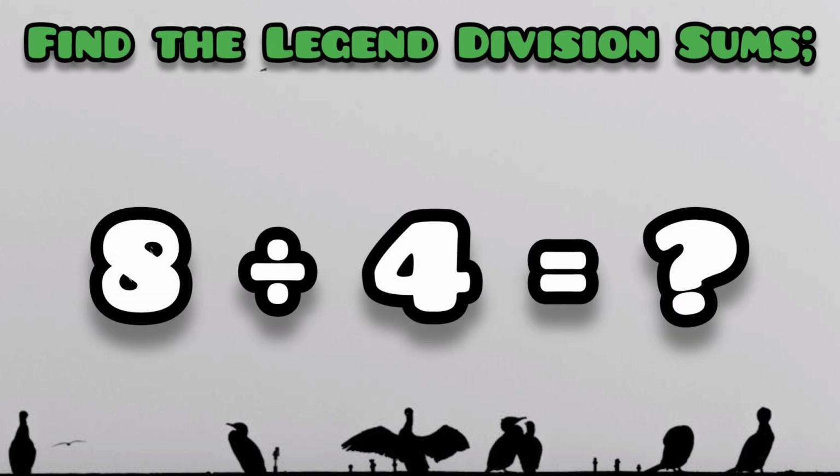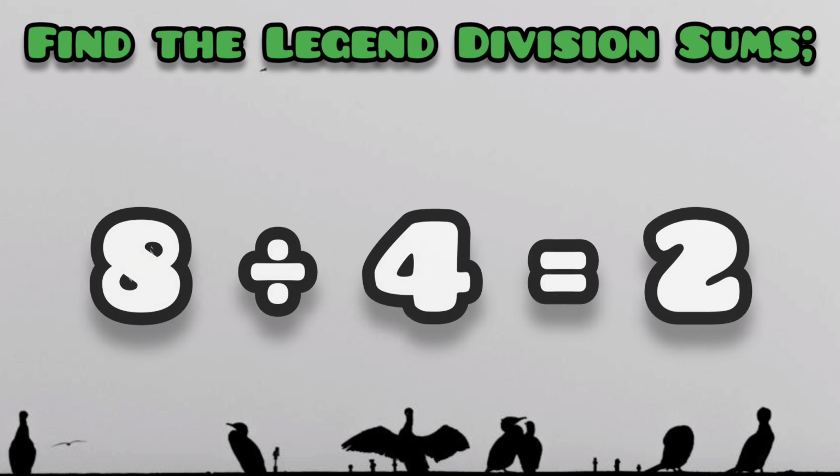Next question: 8 divided by 4 equal to what? 8 divided by 4 is 2. So 2 is the correct answer. 8 divided by 4 equal to 2. 2 is the correct answer.